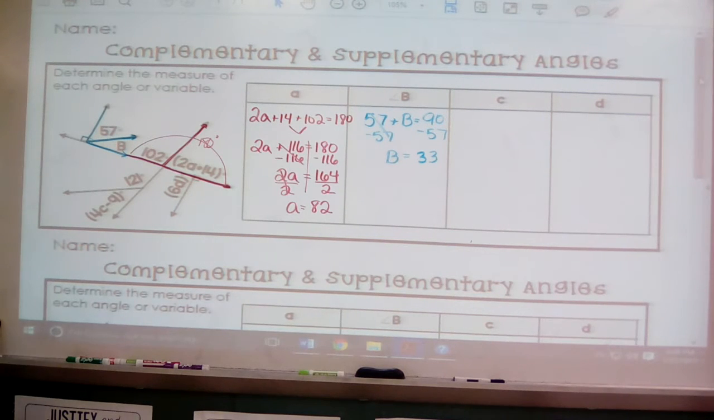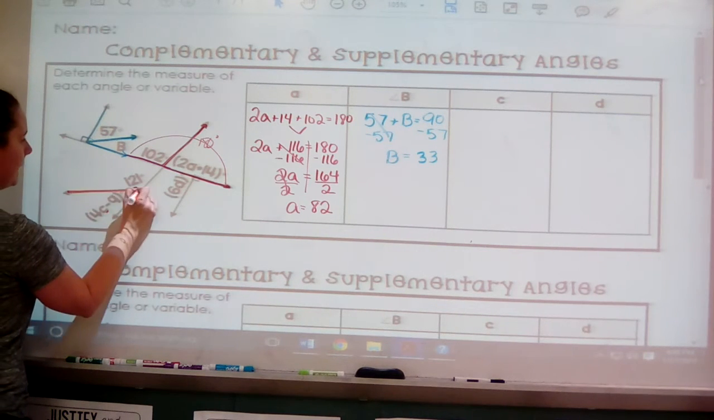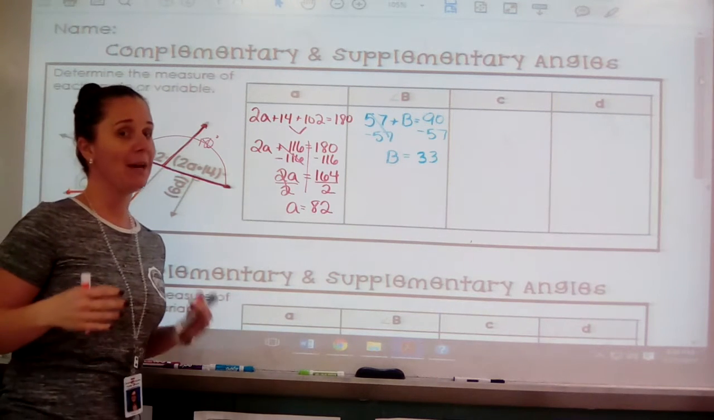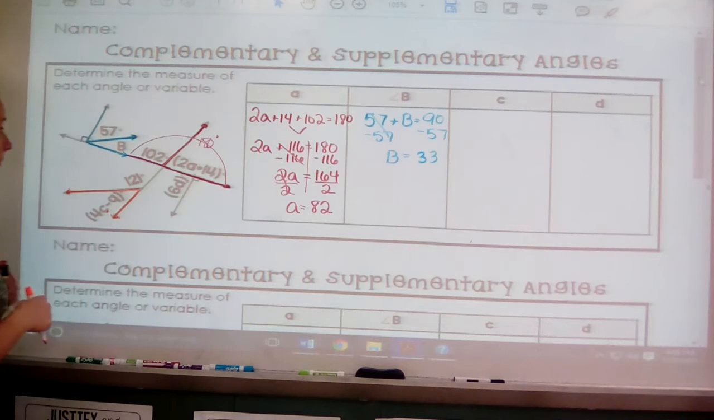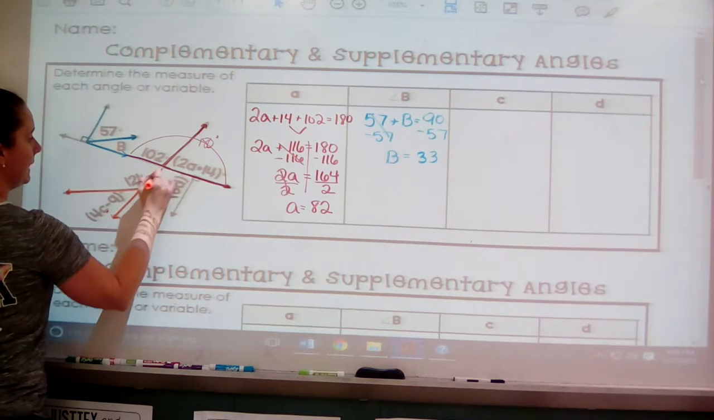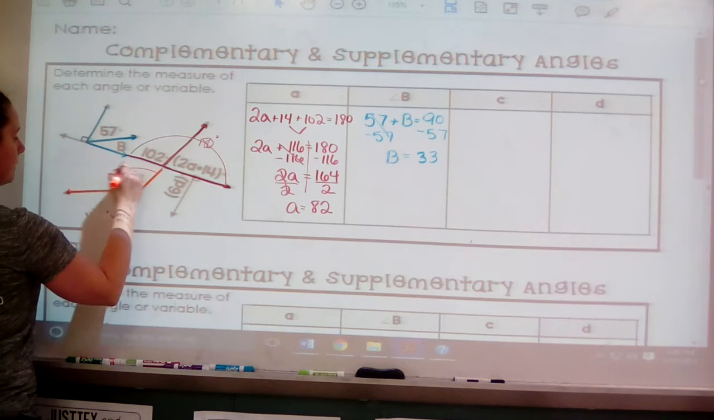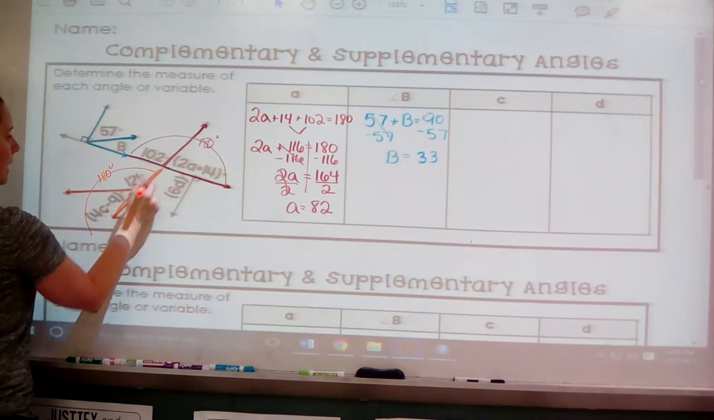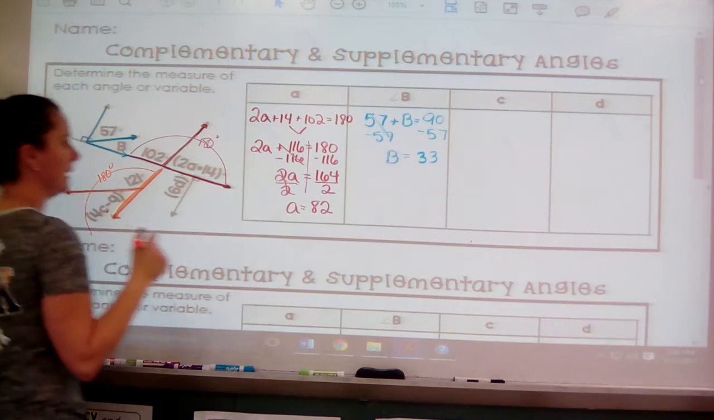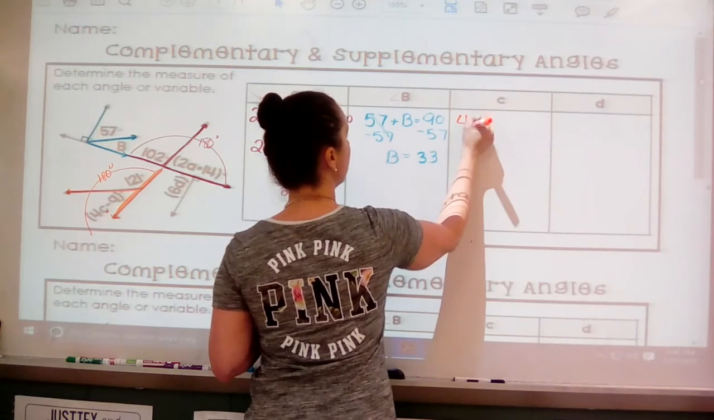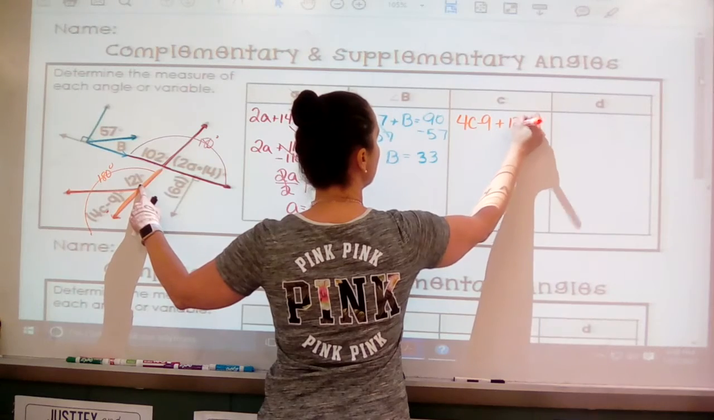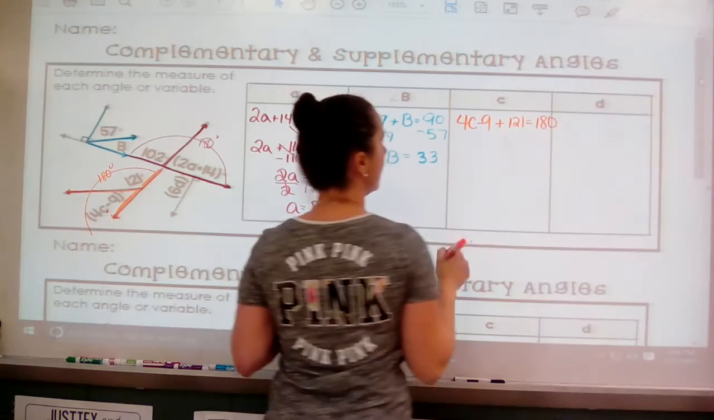Okay, now we have C. I find my C down here, and I'm going to highlight my angle C. I'm trying to find what angles around it have either a complementary or supplementary relationship with it. I see here that my 121 degrees and my 4C minus 9 sit on this straight line, which means that it adds up to 180 degrees. So that gives me 4C minus 9 plus my angle that is 121 will equal 180.